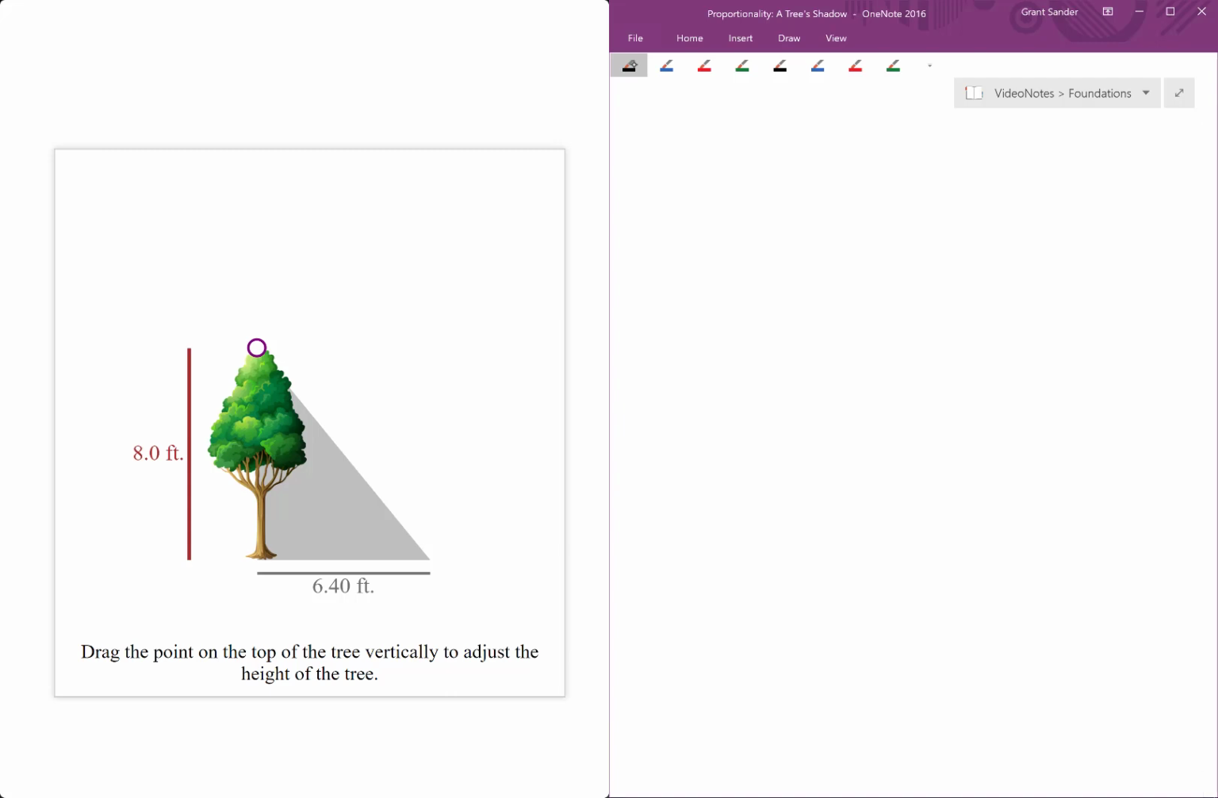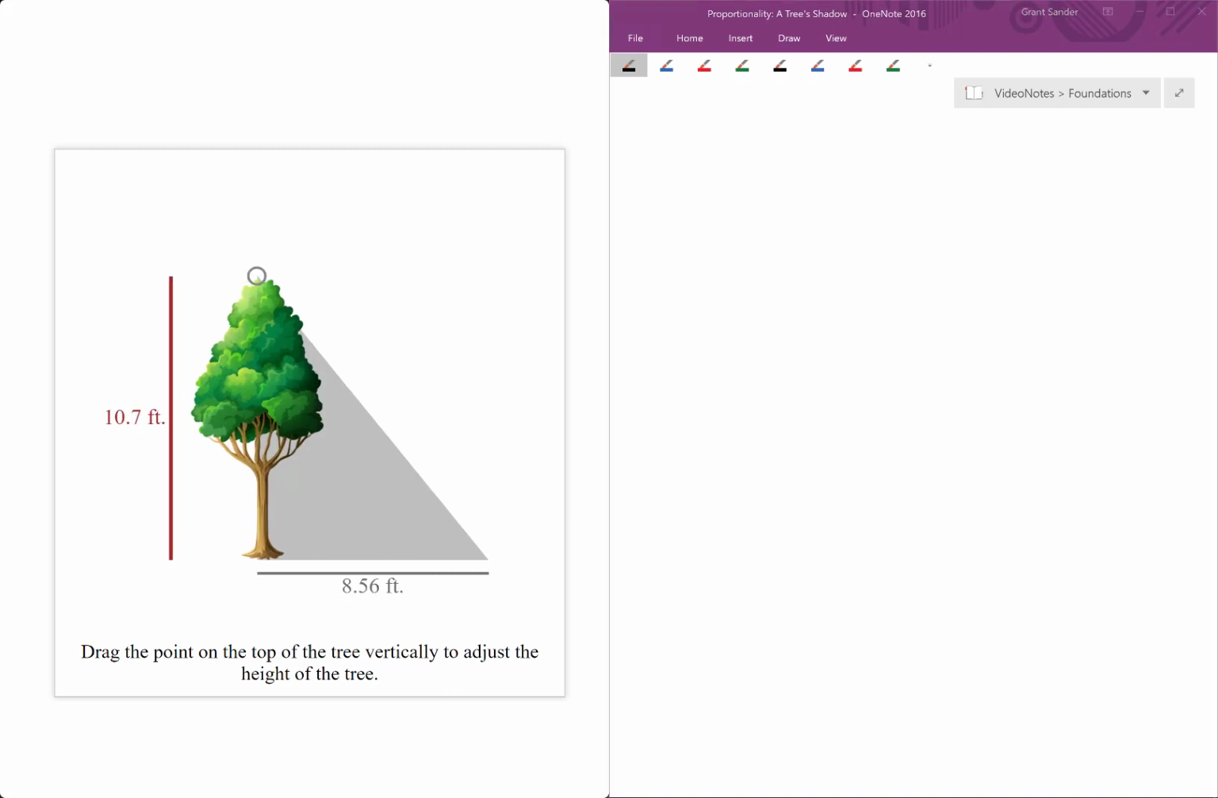In this video, we'll look at the idea of proportionality in the context of a tree that casts a shadow on the ground. So suppose at some point during the day, the sun is shining and a tree casts a shadow on the ground. If we could imagine varying the height of the tree, then the length of the shadow the tree casts is proportional to the height of the tree.